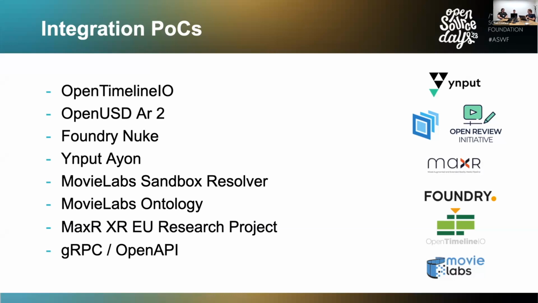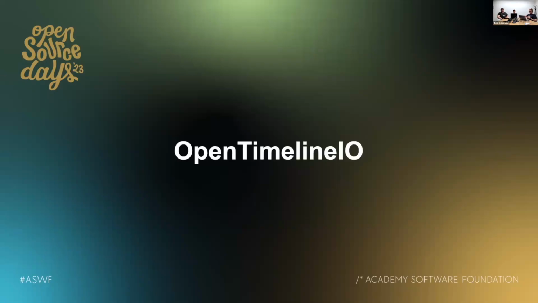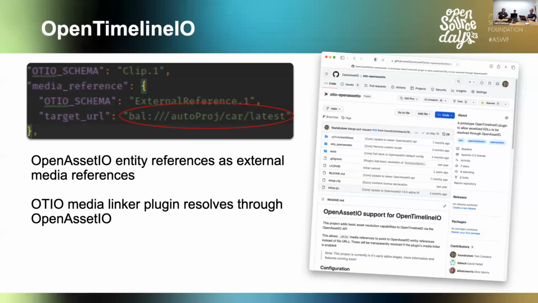So first of all, our first proof of concept we did was actually working with OpenTimelineIO, which David's going to talk about for us. Great, yeah. Next slide. Yeah, so our first proof of concept integration was an OTIO plugin.